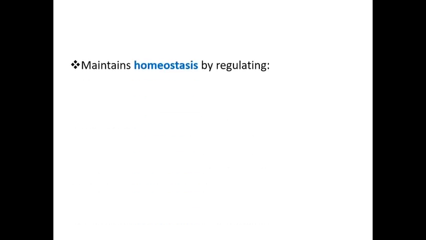Apart from that, the kidneys also help to maintain homeostasis. What is homeostasis? The internal environment of the body is called homeostasis. The maintenance of constant conditions in the internal environment of the body is called homeostasis. So what is this internal environment?